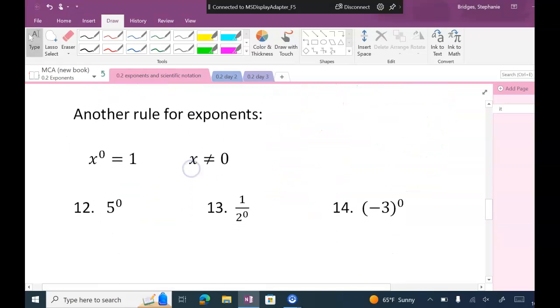Here's one more rule for exponents that we did not include in the first 6. And that is anything to the 0 power is 1 with the exception of 0. That's why it says x cannot equal 0. If you did 0 to the 0 power in your calculator, it would tell you there's an error because that's undefined. You can't do that. But anything else raised to the 0 power is going to be 1.